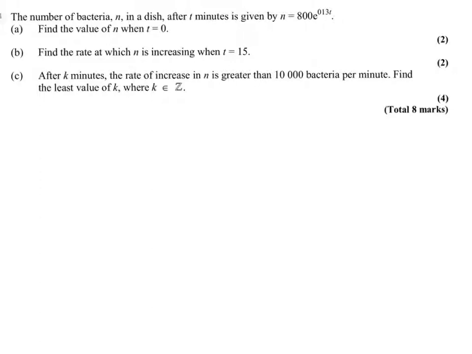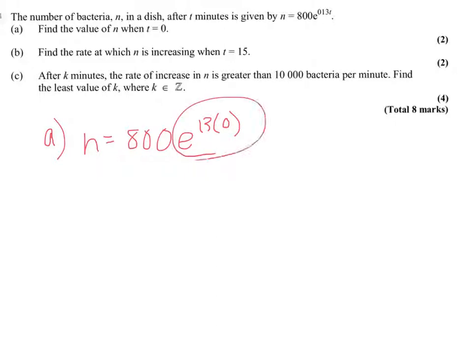So this part is easy. We're just going to plug in t equals 0 in our equation. So n equals 800 times e to the 13 times 0. And anything to the 0 power is 1, so this is just 1, and so this equals 800 for part A.